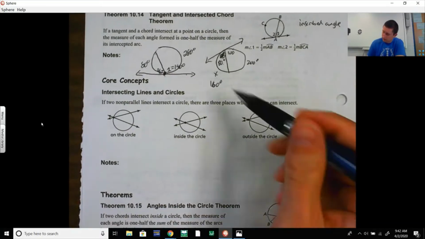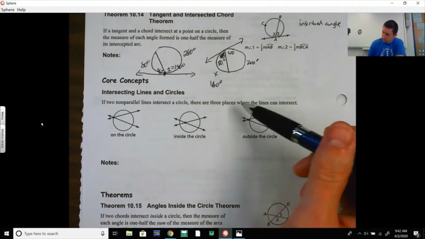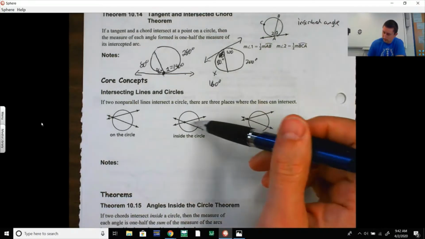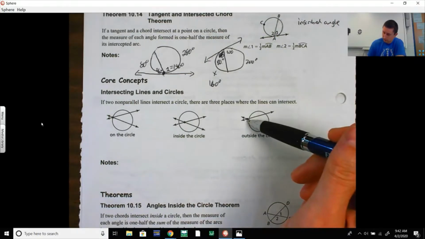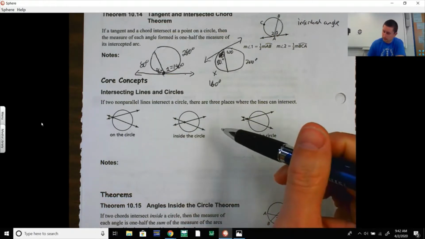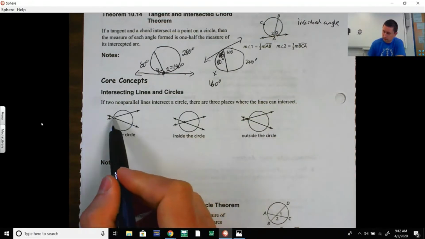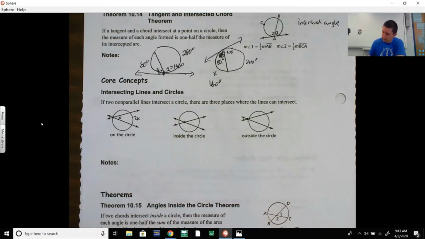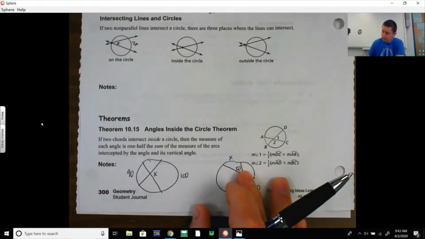There are three places that lines can intersect. They can either intersect on the circle, inside the circle, or outside the circle. And that's kind of what we're looking at, different situations for that right now. So we've done on the circle. Those are inscribed angles. So if this is x, this is 2x. Okay. Inside the circle, that's the next one.